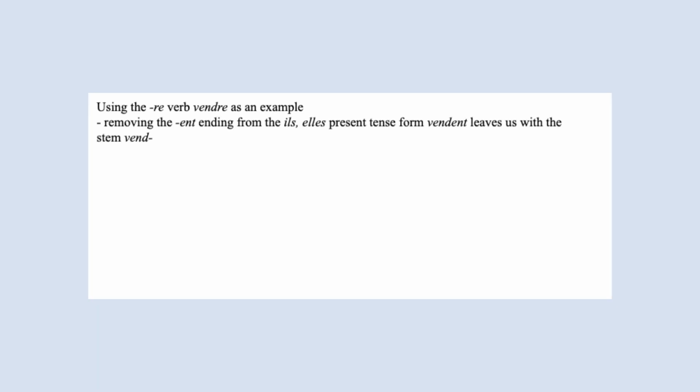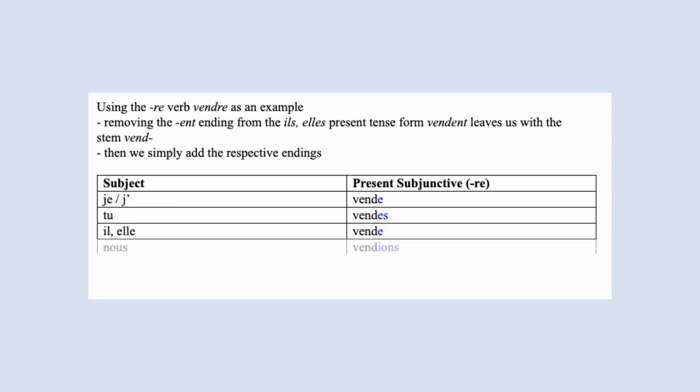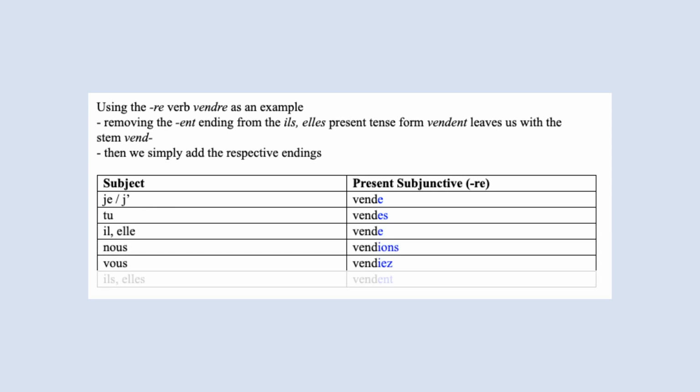And for vendre, we remove the ent ending from its ils, elles present tense form, giving us the stem vend. And this is the same as if we were simply to remove the re ending from the infinitive form. We then add the respective present subjunctive endings afterwards. Vende, vendes, vende, vendions, vendiez, vendent.